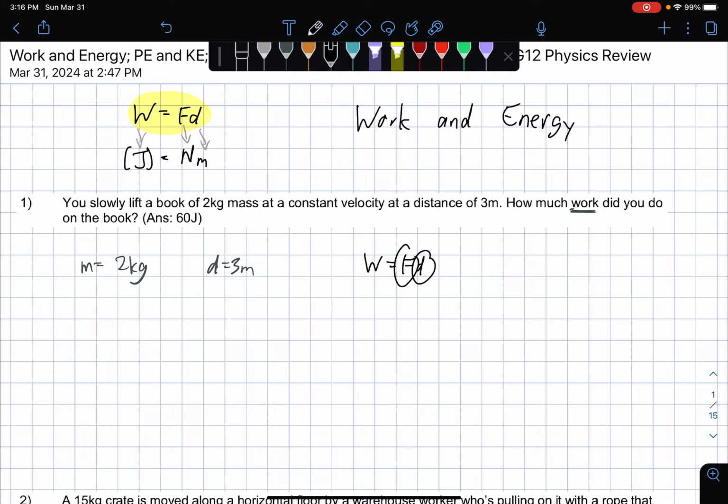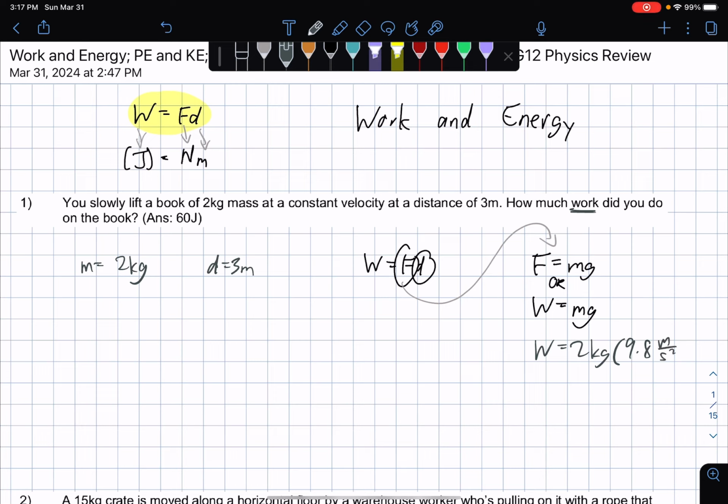Force can also be called the weight. Weight is known to be equal to mg. F or W can be used interchangeably, except in some circumstances, and our circumstance right now isn't one of them. So F is equal to mg, or W is equal to mg. We have the mass, which is 2 kilograms. Gravity is always 9.8 meters per second squared. So what is our weight?